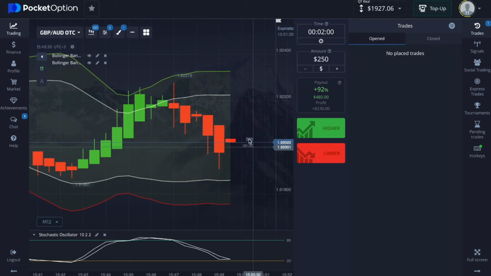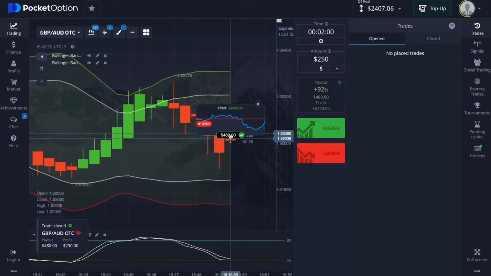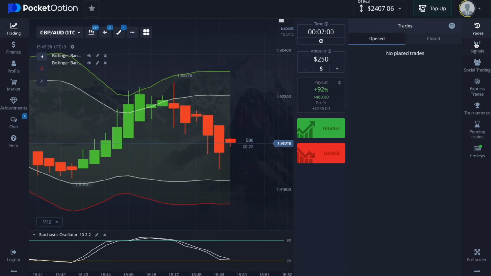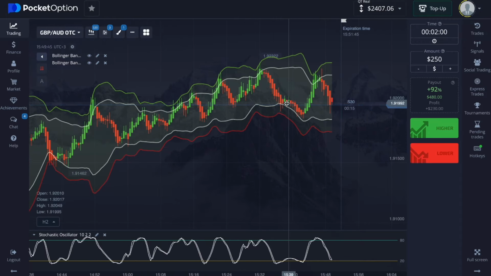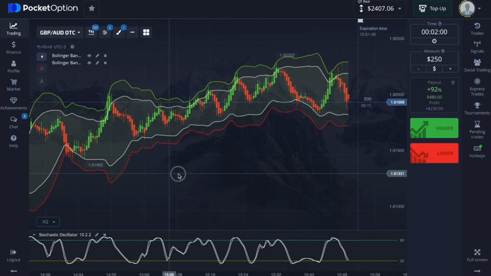As predicted, the price continued to fall, my trade closed, and I earned $230 in just 2 minutes. As you can see, the price consistently repeats its movement. Throughout the hour, the price repeated the same patterns that we need to clearly identify and open trades at the right time.